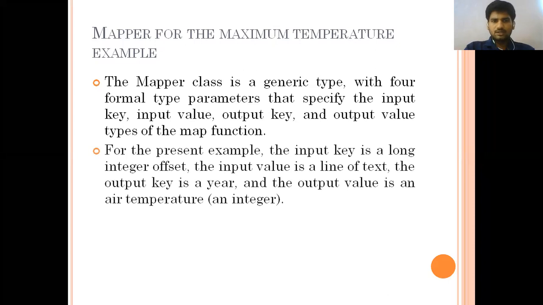For the present example, the input key is a long integer offset. The input value is a line of text. The output key is a year, and the output value is an air temperature. Is it clear? So the 4 parameters are the input key, input value, output key, and output value.